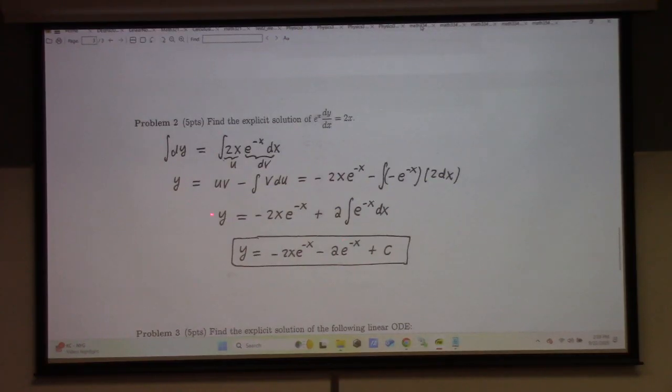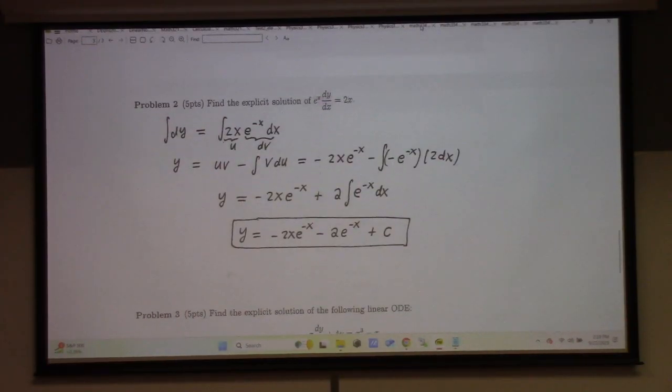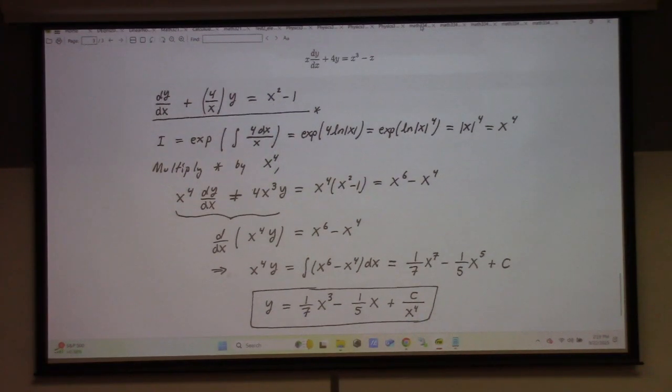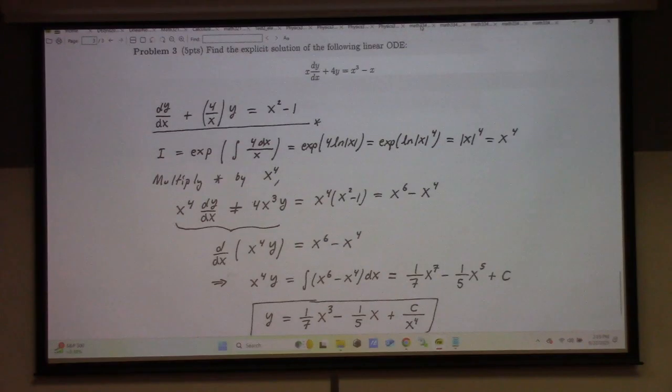Explicit means we solve for y, which is kind of a non-event for this problem, right? Solving for y is kind of, yeah, well, there it is. Solving for y in other problems has been more involved, right? Like this one, it's slightly more involved. This is a linear differential equation after we divide by x, right?